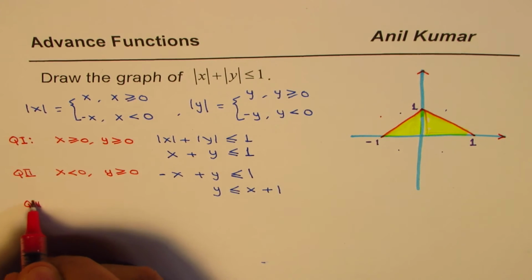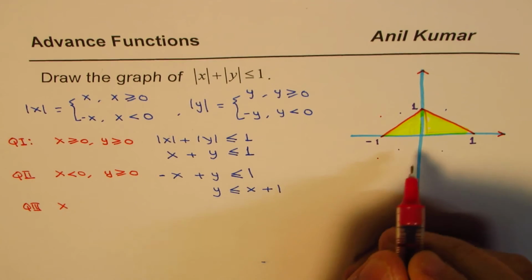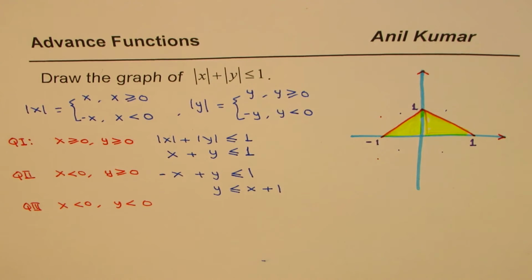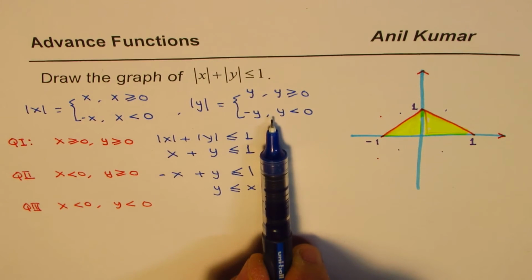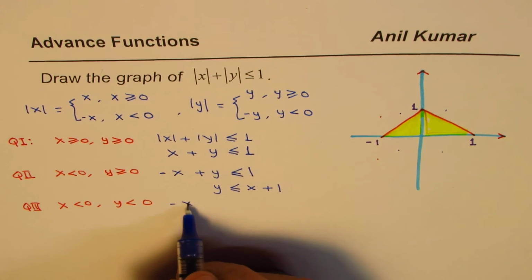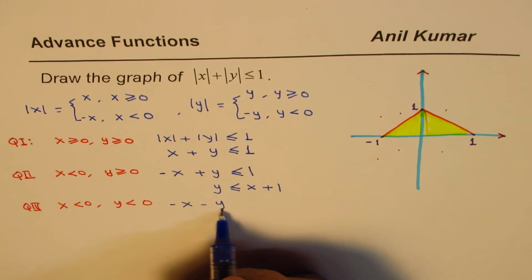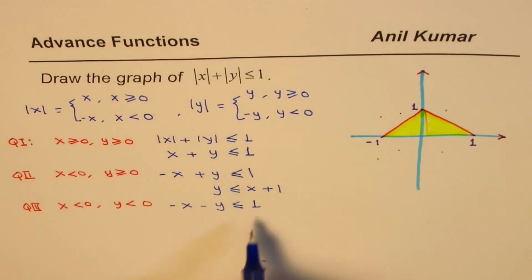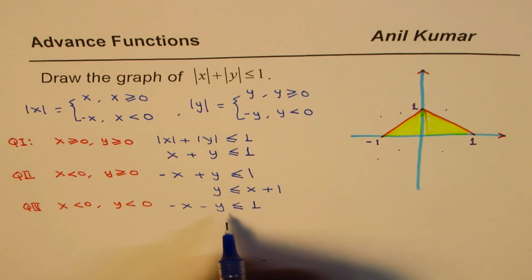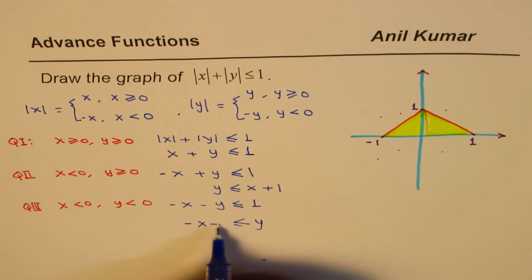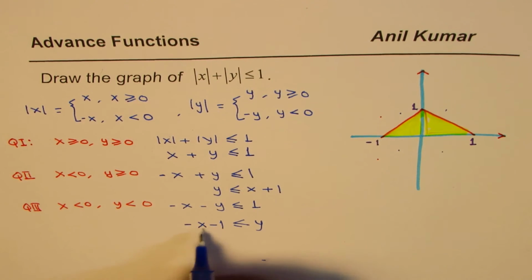Now we can also solve for quadrants 3 and 4 in a similar fashion. In quadrant 3, we're talking about this quadrant, both are negative. So x is less than 0, y is also less than 0, and therefore absolute x and absolute y will be replaced by minus x minus y, less than or equal to 1. That is the original equation. Now we can rearrange this: if I take y on this side and 1 on the other, y is greater than or equal to minus x minus 1.